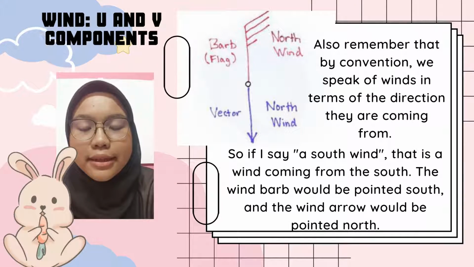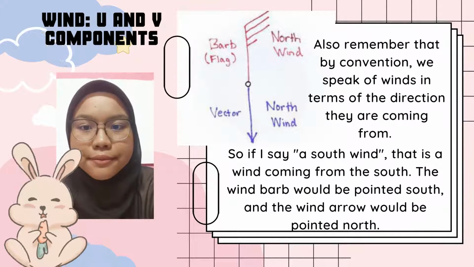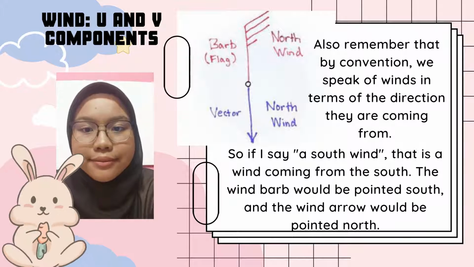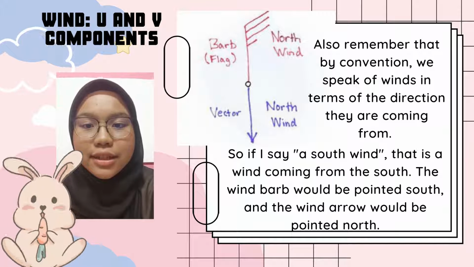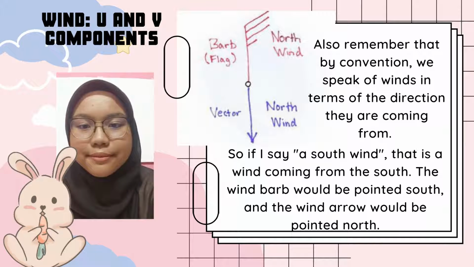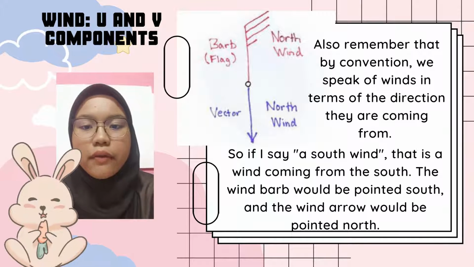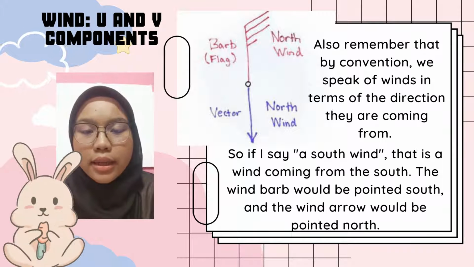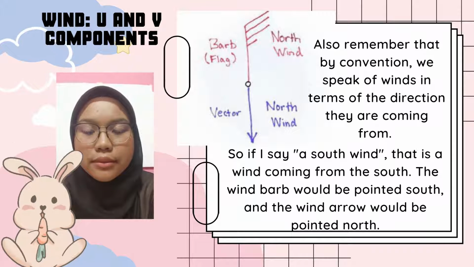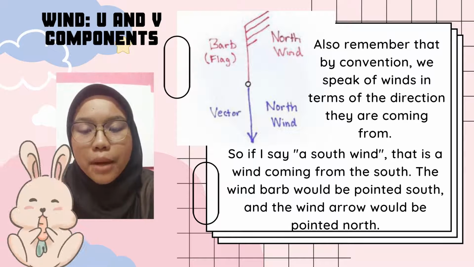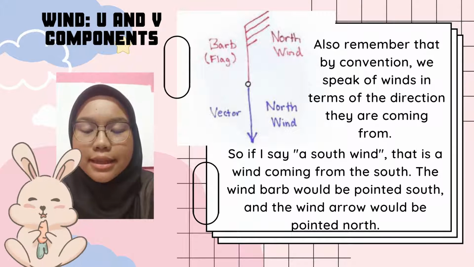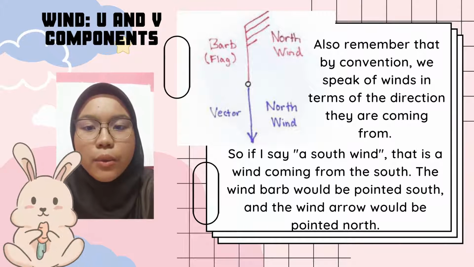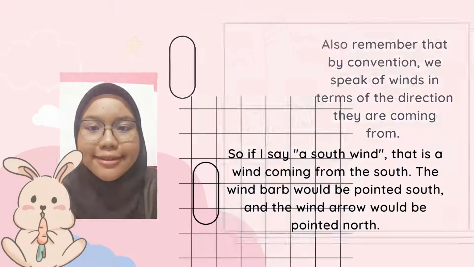Also remember that by convention, we speak of winds in terms of the direction they are coming from. So, if I say a south wind, it is a wind coming from the south. The wind barb would be pointed at south, and the wind arrow would be pointed north.